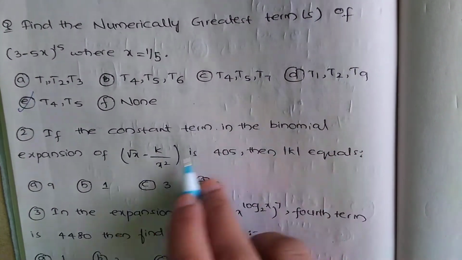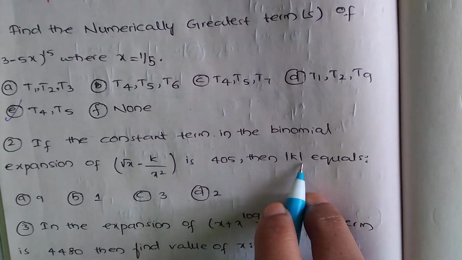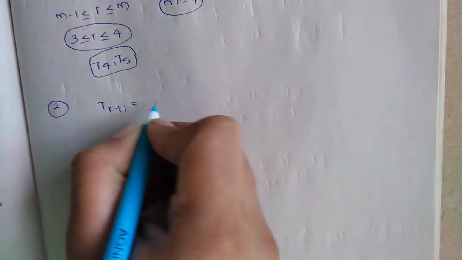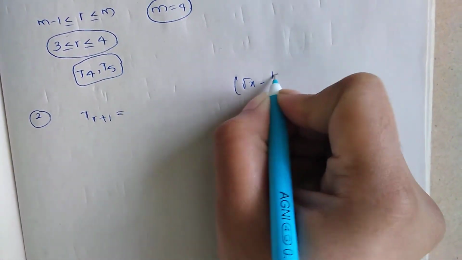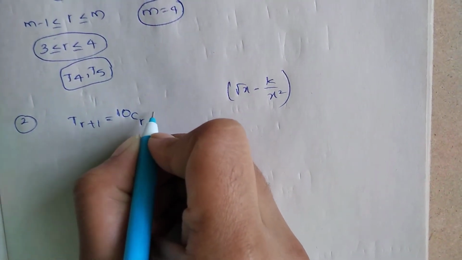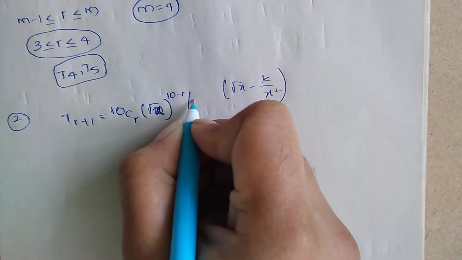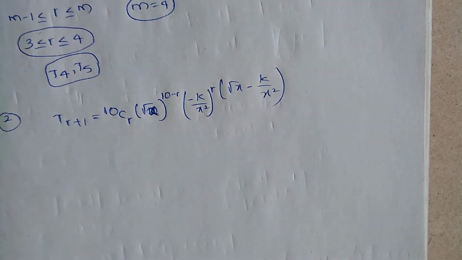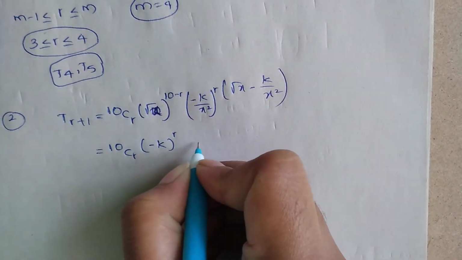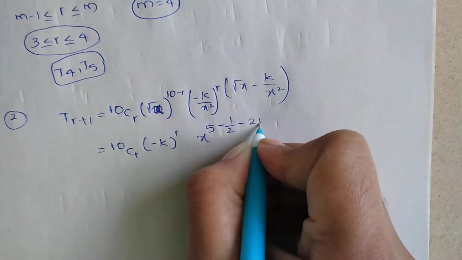Now the second question. If the constant term in the binomial expansion of (root x minus k by x square) to the power 10 is 405, then mod k is equal to how much? What is the general term T(r+1)? I am writing it in the form of general term: root x whole power 10 minus r into minus k by x square whole power r. Agree? Now 10Cr (minus k) power r x power (5 minus 1 by 2 minus 2r).